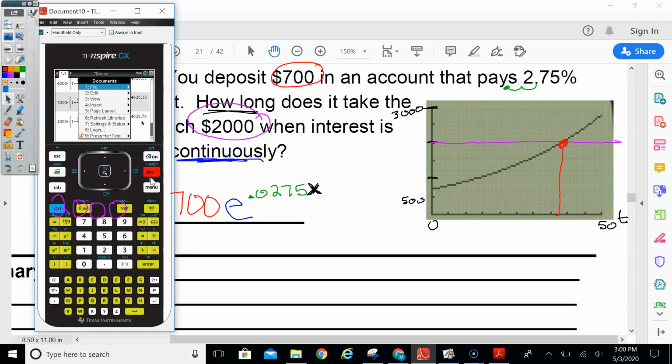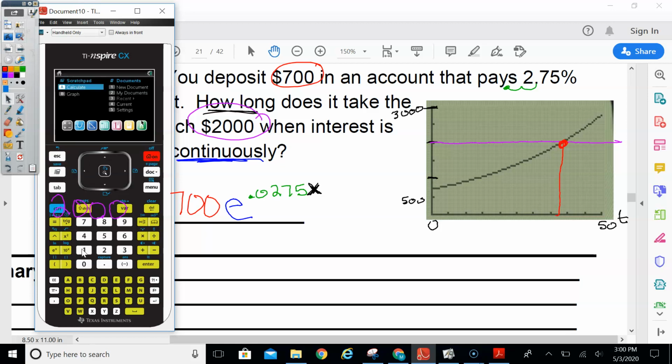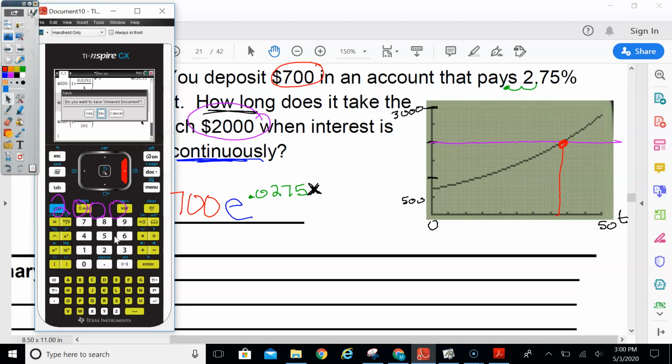So doc, and oops, escape. So new, yes, and I want a graph. Remember how we did this with the other ones? We type the equation into y1: 700, e to the 0.0275, and we want the x in the exponent.